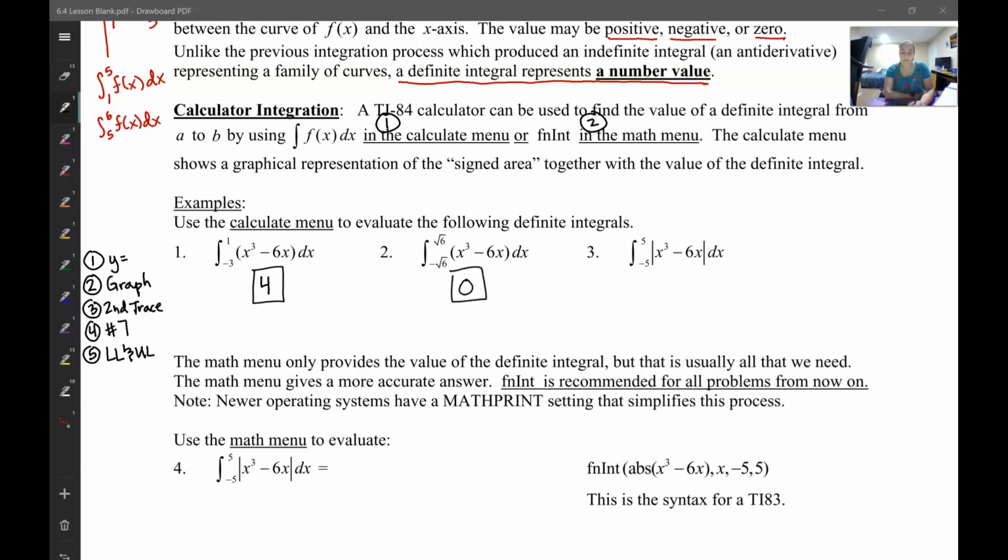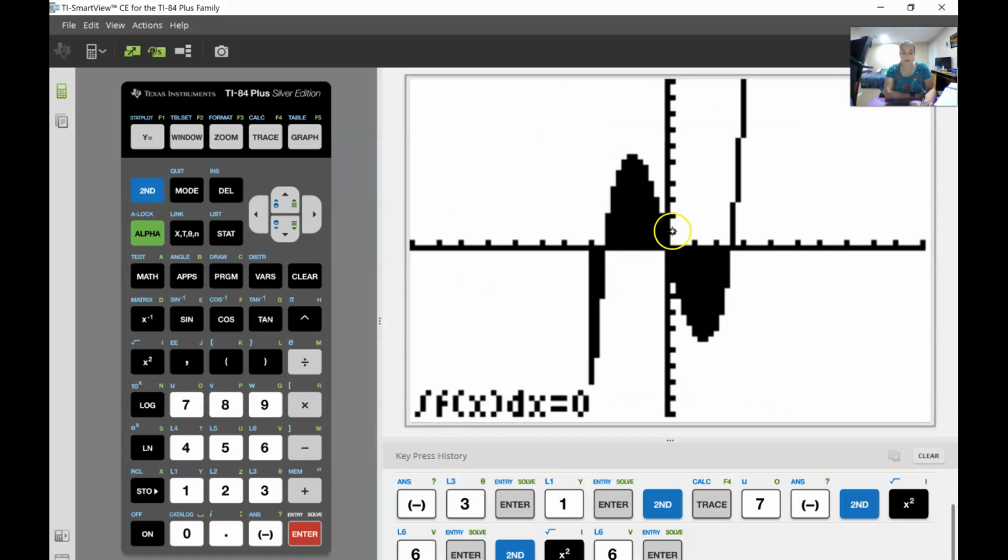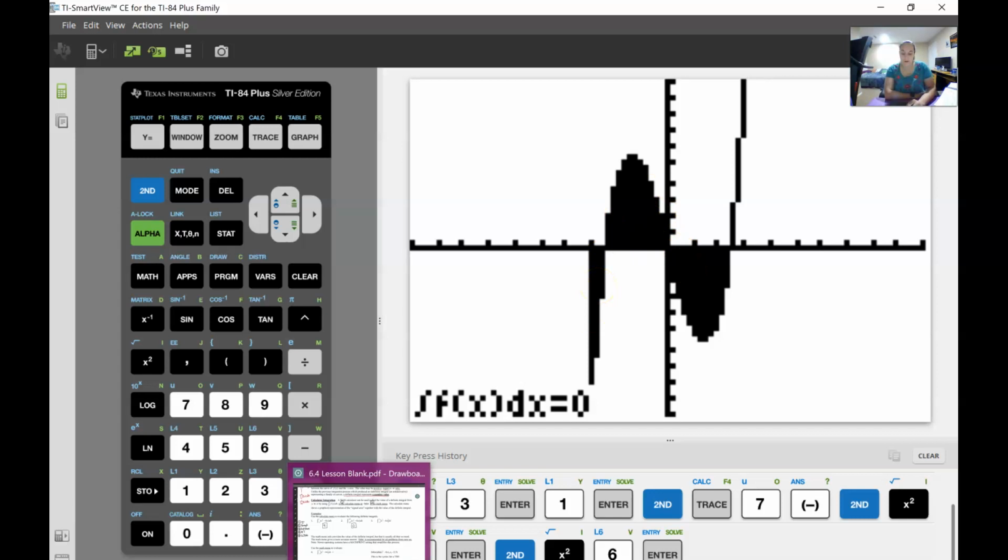Talk about number 2 first. You should have gotten 0. Now if we come in and look at it, here's our graph. So essentially what it's saying is this negative area is the same size as this positive area. So that's why the signed area is 0, because the negative is the same as the positive. They balance each other out. So that's what you should get for number 2.